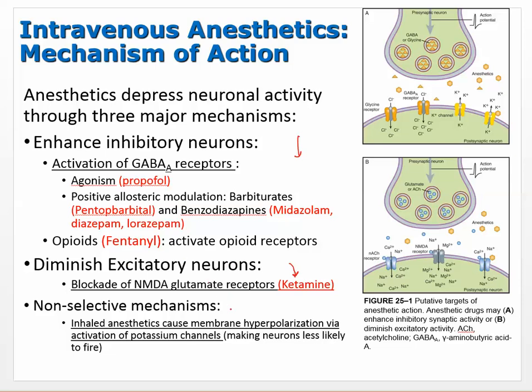And then there are some non-selective mechanisms. So inhaled anesthetics can cause membrane hyperpolarization via activation of potassium channels. I have that underlined, but I don't think we actually have a prototype drug that covers this mechanism.